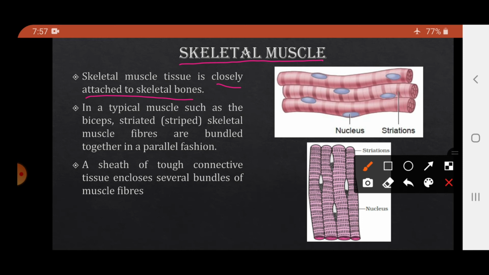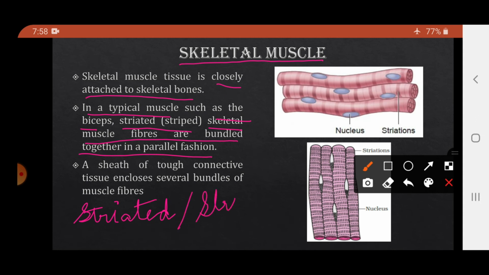Now muscles मैंने बोला कि in a typical muscle such as biceps, striated or striped skeletal muscle fibers are bundled together in a parallel fashion. Now ये वाले muscle को striated muscles भी बोलते हैं. What are these muscles also called as? These are also called the striated muscles or also called the striped muscles. Striations, stripes यानी क्या हुआ? Layers दिखते हैं.